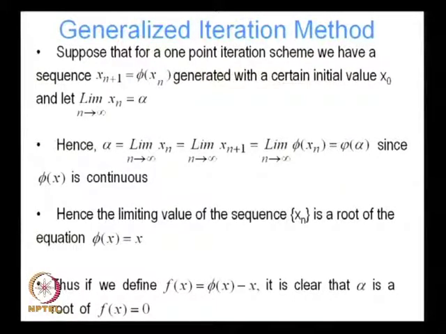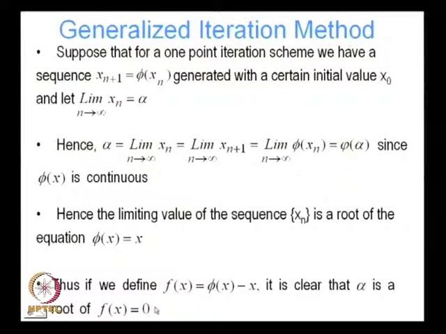So, when x n reaches alpha, then we have phi of alpha is equal to alpha. So, what does that mean? That means the limiting value of this sequence x n is a root of the equation phi of x is equal to x, because in that case alpha satisfies this equation phi of x equal to x exactly. So, alpha is a root of this equation.